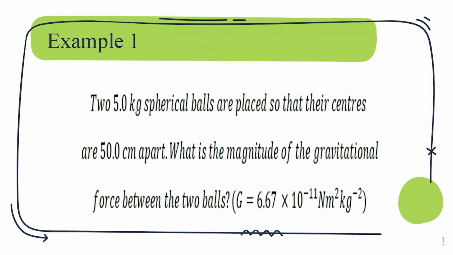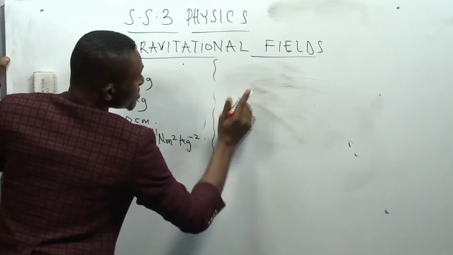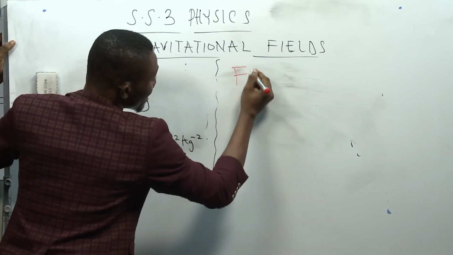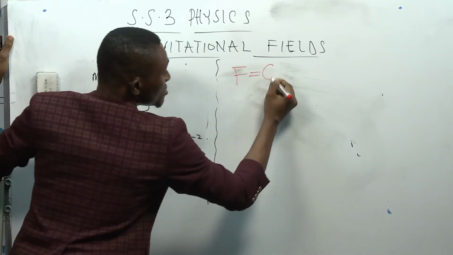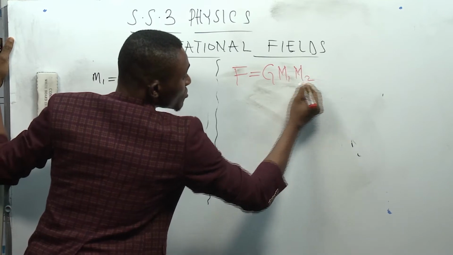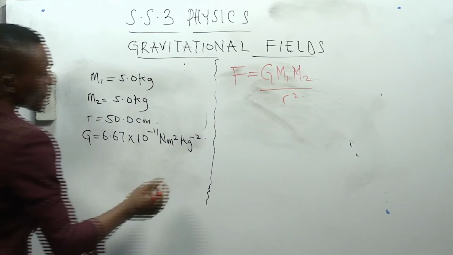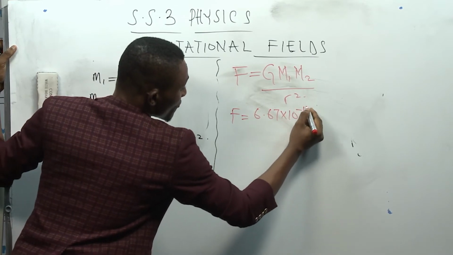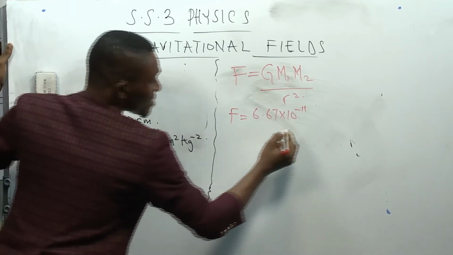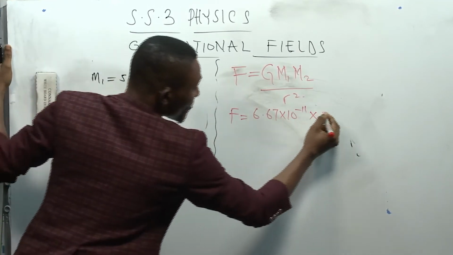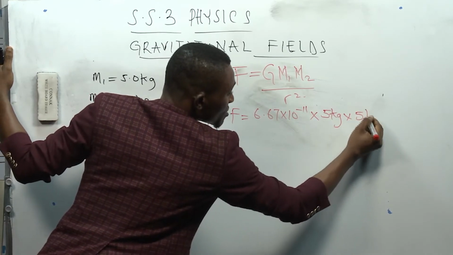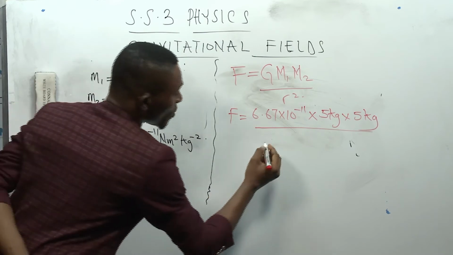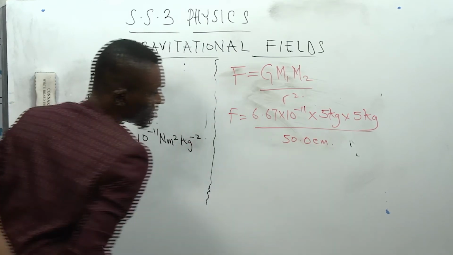So from here, Newton was able to tell us that the relationship between the masses, the force of attraction, and their distance apart is represented as F is equal to Gm1m2 over r squared. So the force of attraction F will be equal to 6.67 times 10 to the power of minus 11, which is the value of G, times m1, which is 5 kg, times m2, which is also 5 kg, all divided by their distance apart, r, which is 50.0 centimeters. But we have a problem here.